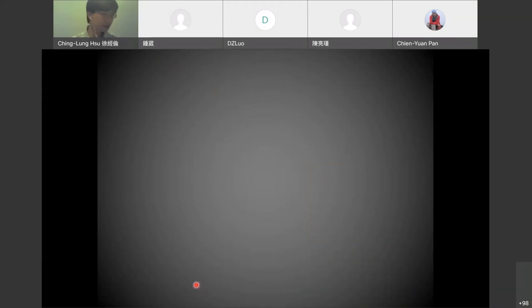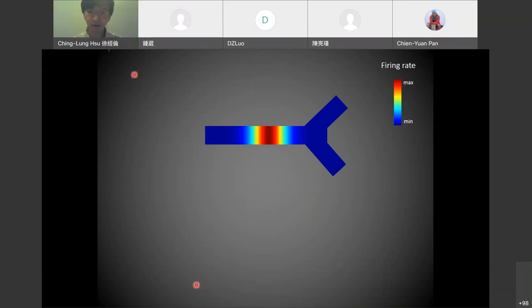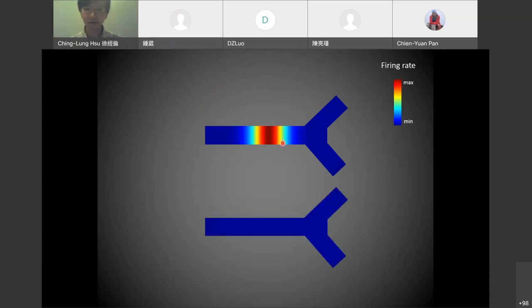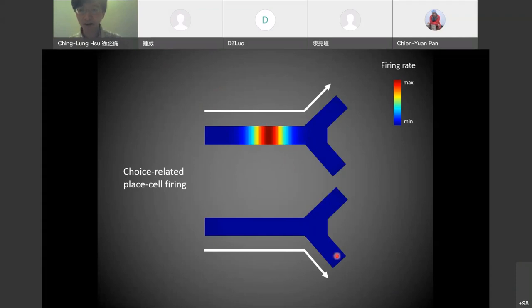So we know that in the brain there are place cells, such as this one, that has its place field in this delay region. But there is a fraction of place cells whose place field firing depends not only on the animal's physical position in the environment, but also on the animal's behavior, like whether the animal is going to turn left or turn right in the virtual environment. This is the kind of choice-related place cell firing.